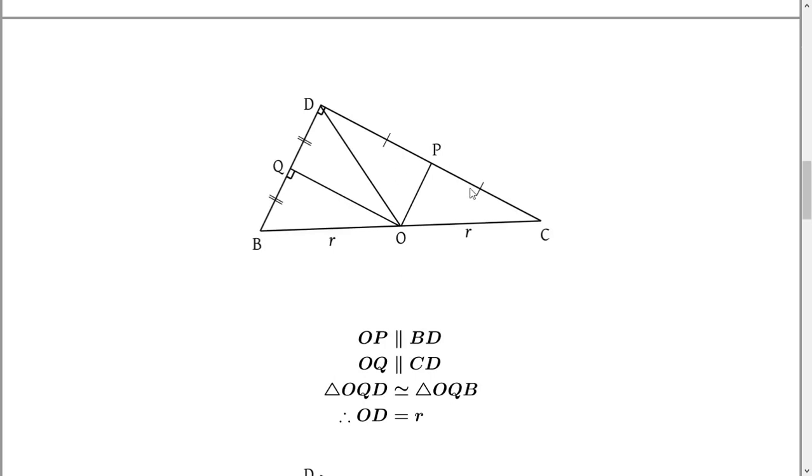Let's look at a right angle triangle first. Let O be the center of the hypotenuse BC. Join O with D, D being the right angled vertex of the triangle. Now draw OP parallel to DB and OQ parallel to DC. Right? So if this is the center, then both these sides are equal. Let's call them R.